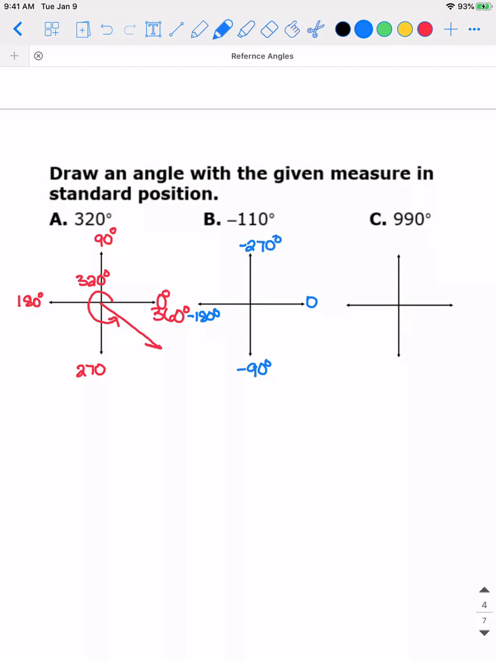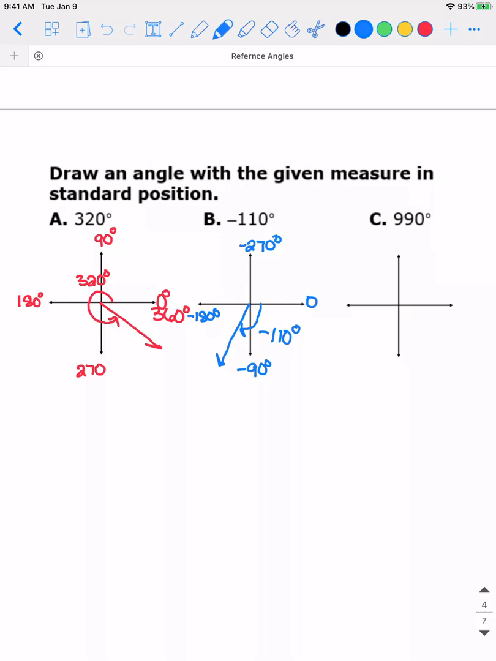Well, I'm wanting a negative 110, which means it's going to be between negative 90 and negative 180, or to say it properly, between negative 180 and negative 90. Okay, it's going to be a little closer to the negative 90, so it's going to be right here, and I have to make sure that I show it going clockwise. So I start at the x-axis and it goes right here, so that's a negative 110 degrees.